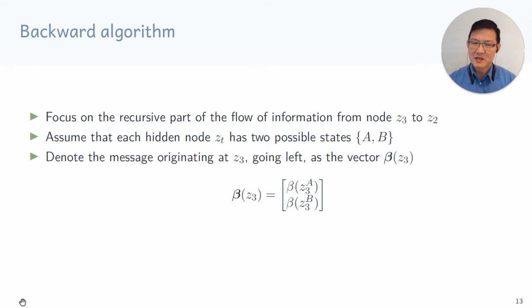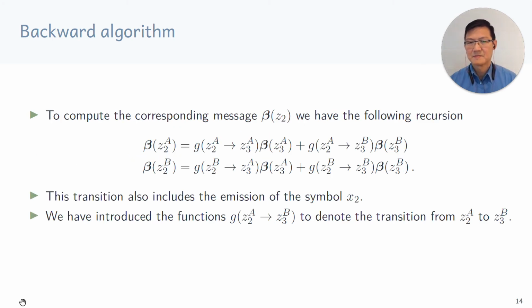If we look at that flow of information from Z3 to Z2, we see that we can write down the following messages for Z3. Okay? We assume that each hidden node has 2 possible states, A and B, and denote the message originating at Z3 going left as the vector beta, as you can see by the vector here. To compute the corresponding message at Z2, we have the following recursion, which is essentially the message at Z3 updated by the transition from Z2 to Z3. Remember, this is going right to left. So this transition also includes the emission of symbol x2.